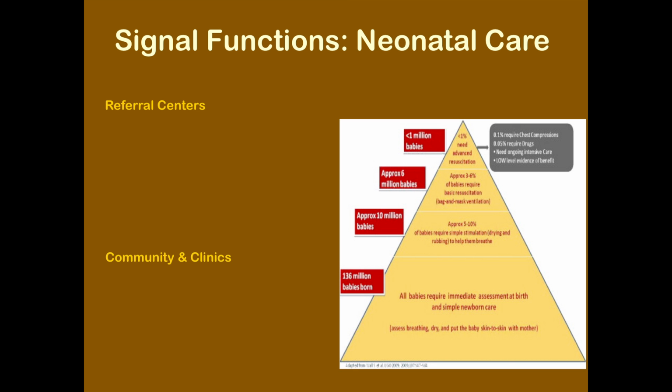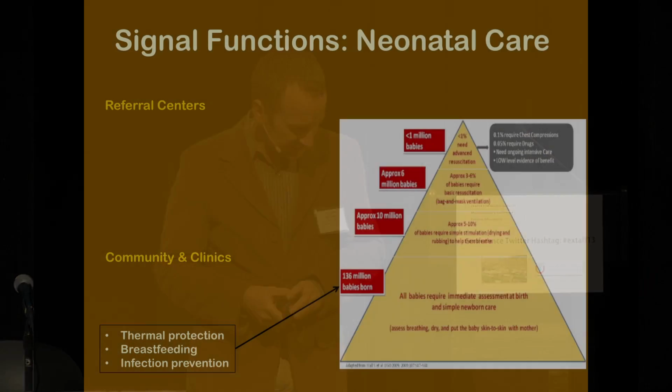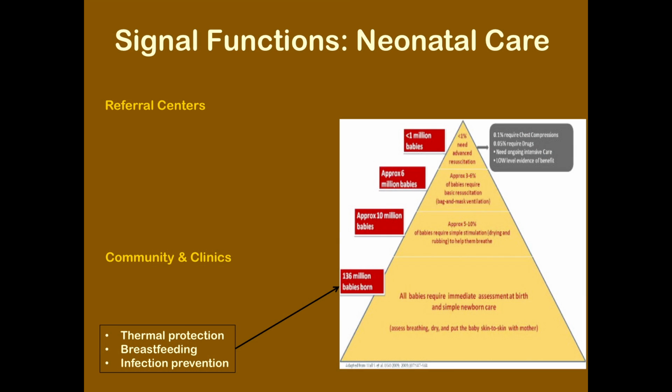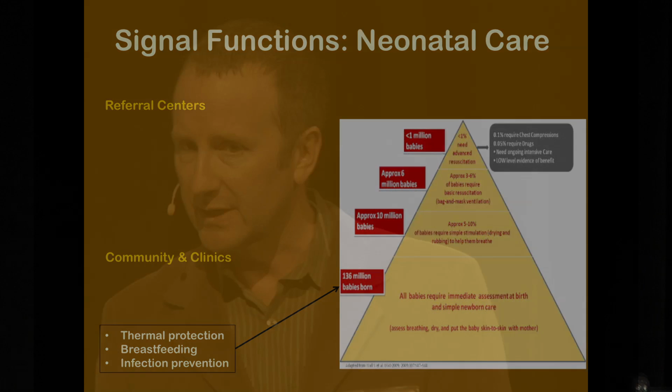Well, in community and clinics, next, we need... about 136 million babies born every year, you see on the pyramid to the right, will require only basic newborn care, or newborn resuscitation, if you will. Thermal protection, or keeping them warm, either skin-to-skin care or kangaroo care, or whatever you want to call that, for these neonates. Immediate initiation of breastfeeding to combat hypoglycemia and hypothermia. And infection prevention, such as allowing the cord to dry, not putting harmful substances on that umbilicus. All babies will need these maneuvers.